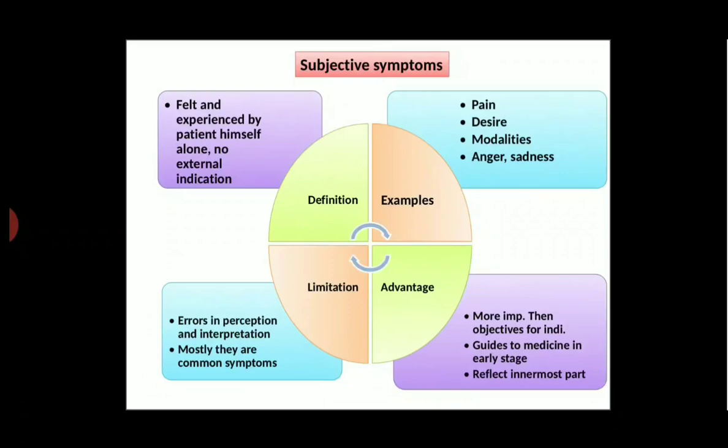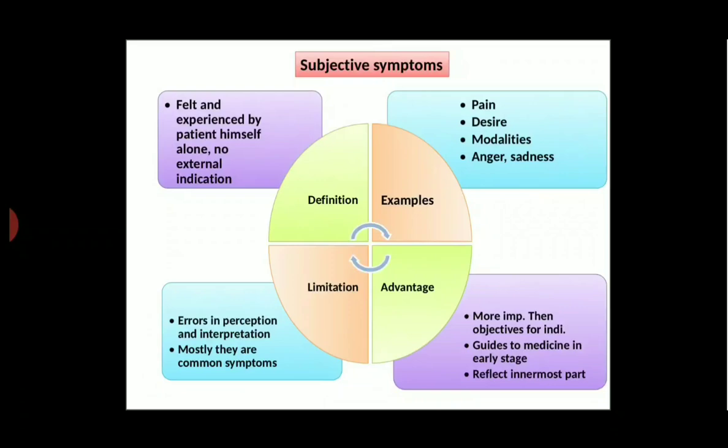Advantages: more important than objective symptoms for individualization. According to Master Hahnemann, the physician must rely on the sensation or explanation of the patient only, as he has described in aphorism number 98, that in the mouth of patients sometimes the subjective symptoms can be erroneously altered because of their own feelings. So we have to rely on subjective symptoms rather than objective symptoms, as they reflect the innermost part of a person.